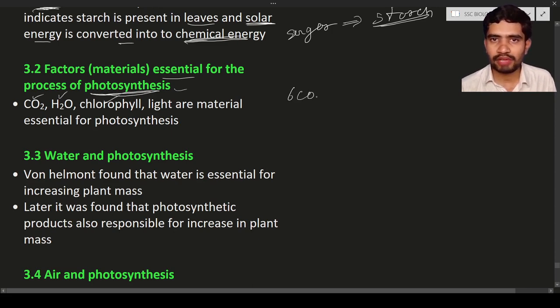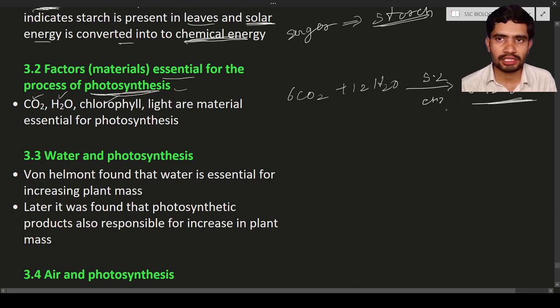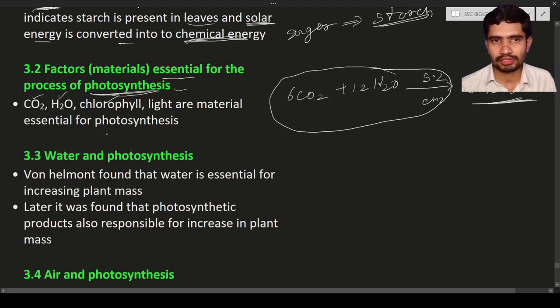So yesterday we have seen 6 CO2 plus 12 H2O, plus sunlight and chlorophyll gives rise to C6H12O6 and so on. We have written this formula yesterday. So before the reaction, these are nothing but the raw materials. Raw materials are factors that are essential for photosynthesis.